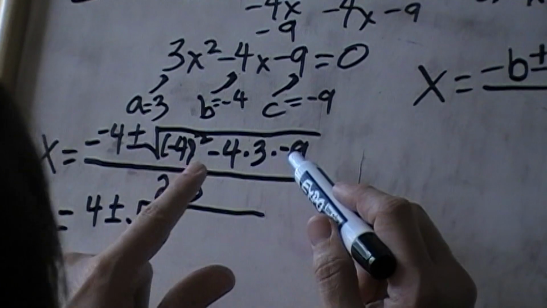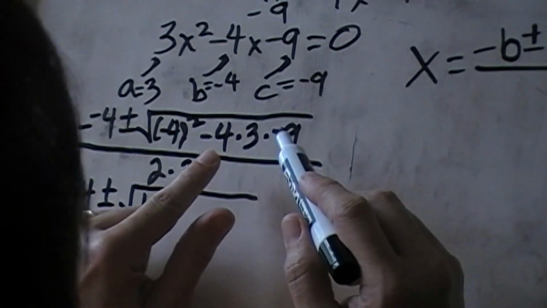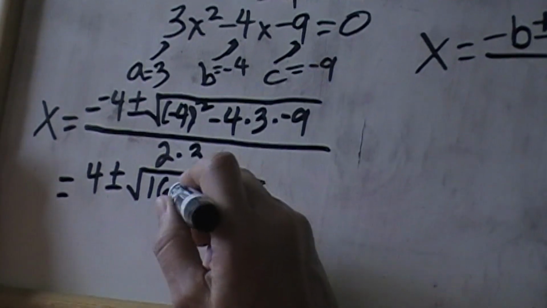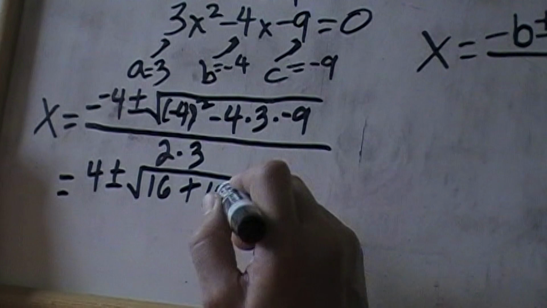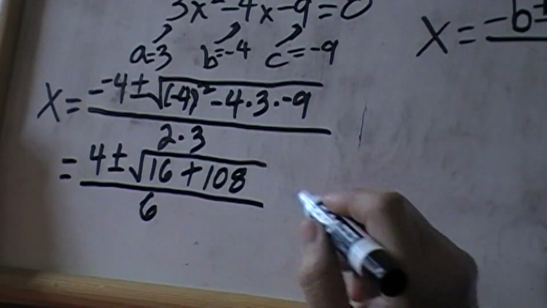Now I'm going to do it in my head. Negative times a negative is a positive. So 4 times 9 is 36, and then 36 times 3 is 108. So it's plus 108, all divided by 2 times 3, which is 6.